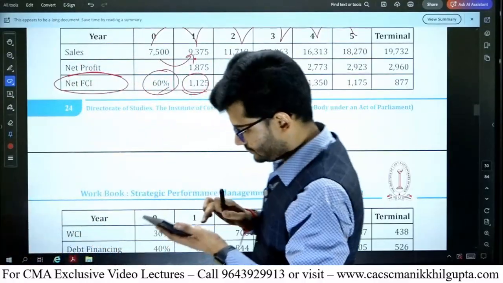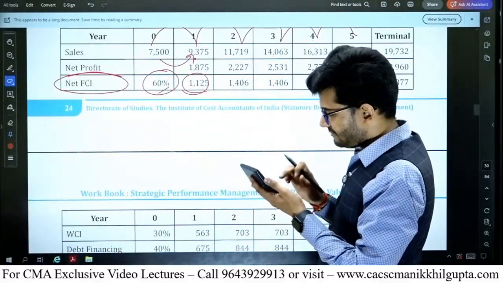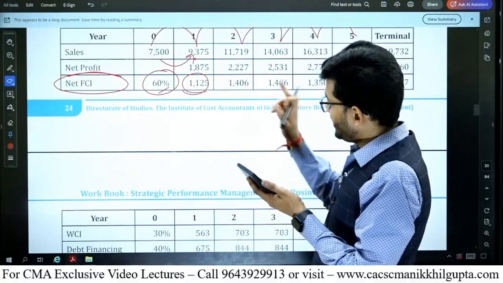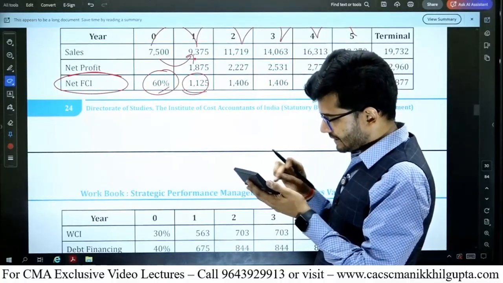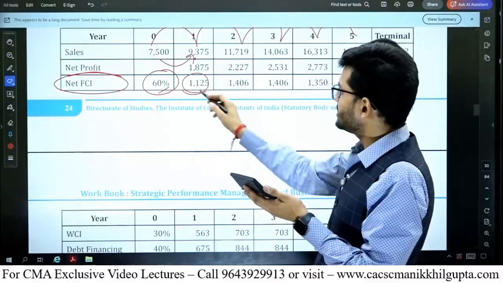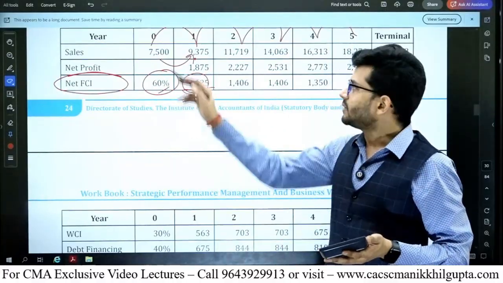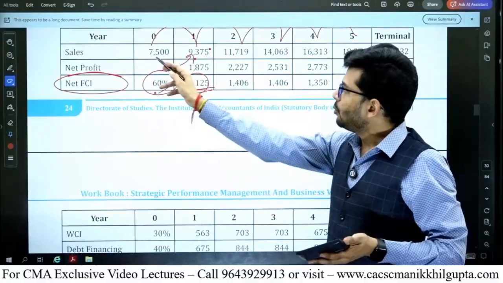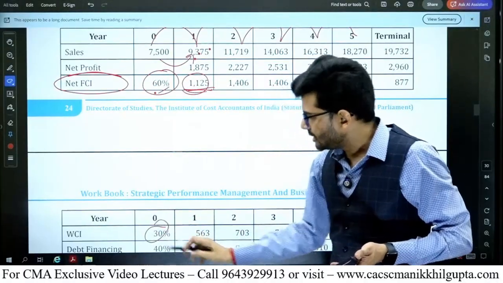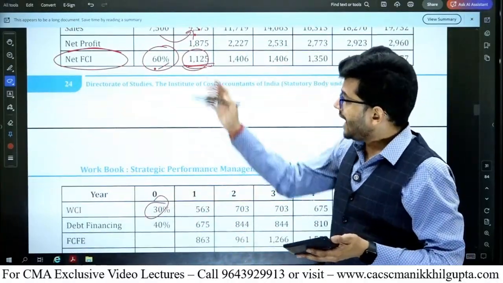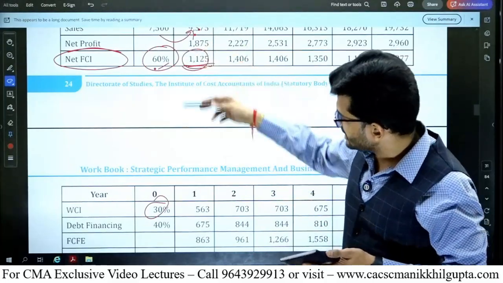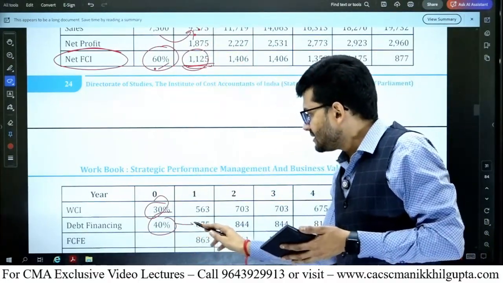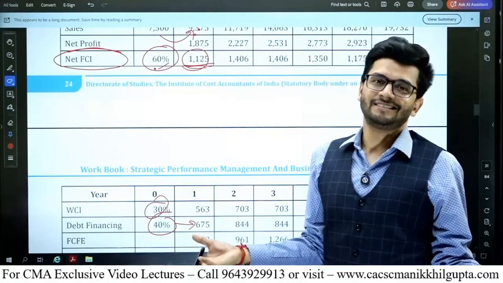I'll give you an example. 9375 minus 7500, 1875 multiplied by 60%. Multiplied by 60% is 1125. So whatever is the increase in sales multiplied by 60% is the fixed capital investment. Whatever is the increase in sales multiplied by 30% is the working capital investment. And whatever is the fixed capital investment and working capital investment, total of these two, 40% of that is the debt financing which is required.